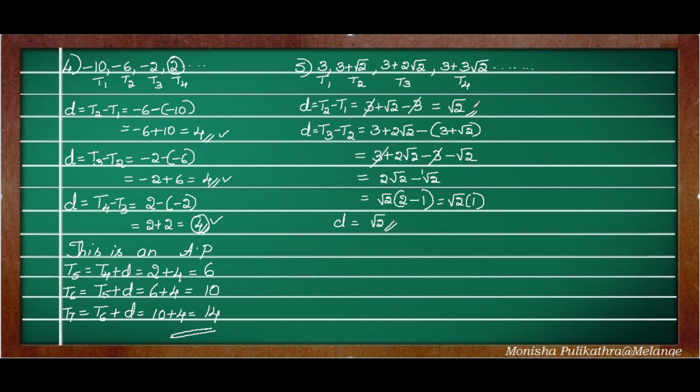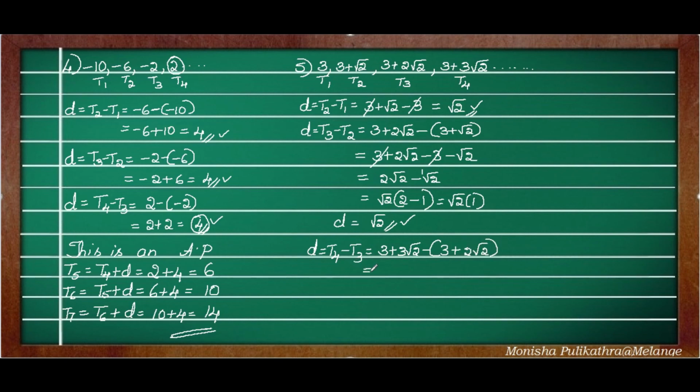In the first one also we got root 2, in the second one also root 2. We need to find out the next one, that is T4 minus T3. So T4 is 3 plus 3 root 2 minus, put a bracket here and write down the third term, that is 3 plus 2 root 2.